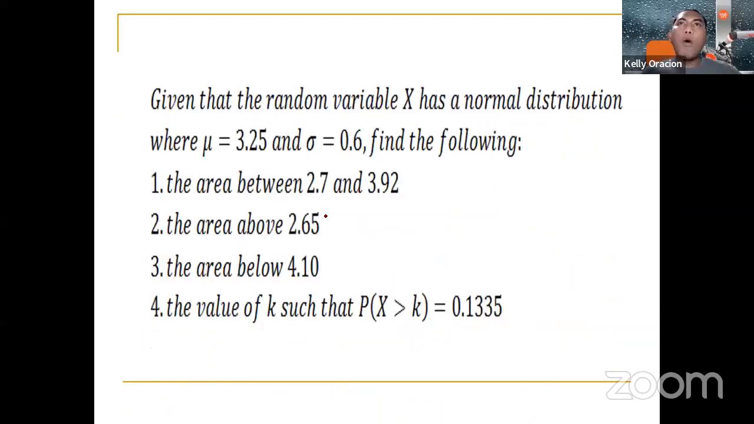There are 4 items. I want you to solve this one. Sir, number 4 is difficult. If you cannot solve number 4, it's okay. I will be the one to solve item number 4 to guide you. But first, you will solve items 1 to 3. I will give you 5 minutes, no, 6 minutes to solve this. Time starts now.